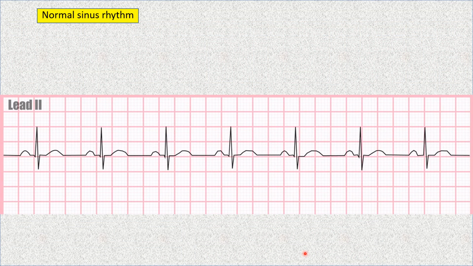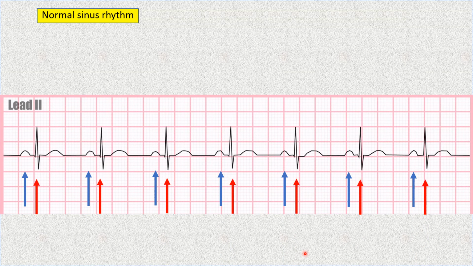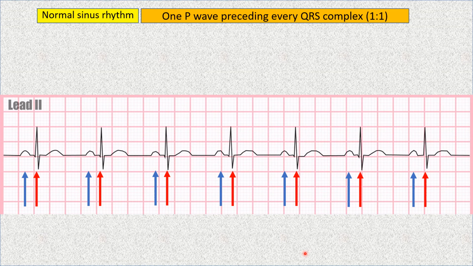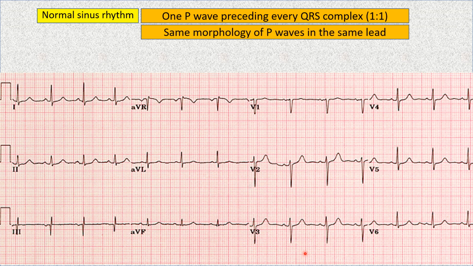I'd like to remind you of the normal sinus rhythm. When do we say normal sinus rhythm? As you see, there is a P wave, and every P wave is followed by a QRS complex. There are no non-conducted P waves. The ratio is 1 to 1.